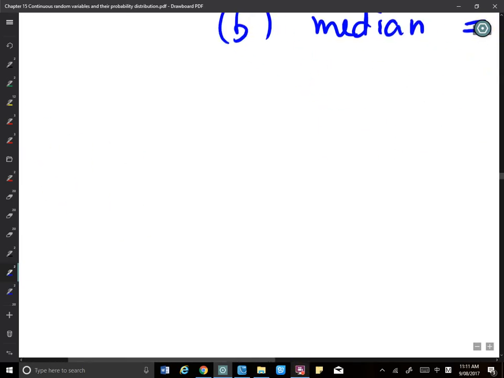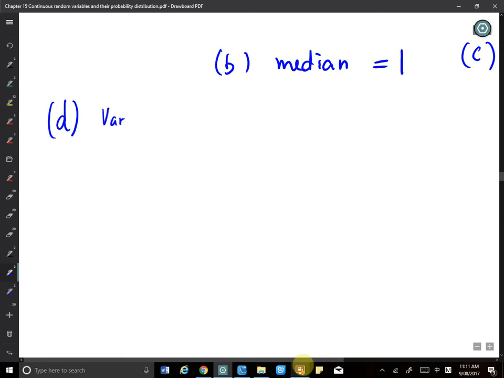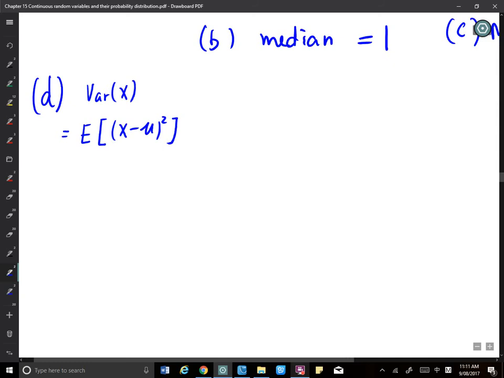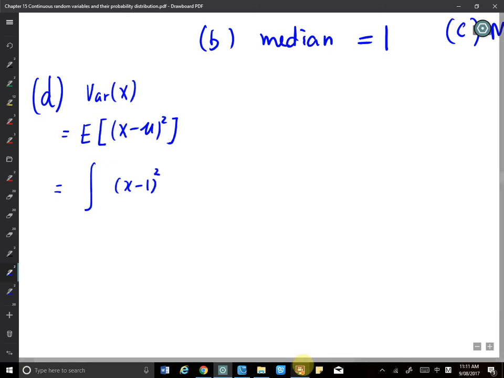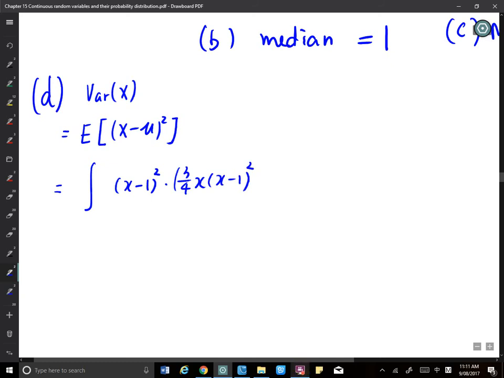We're looking for the variance of x. That is equivalent to expected (x minus mu) squared. Expected g(x), so we will have (x minus 1) squared. That's my g(x). Mu is 1 in this case. Times f(x). f(x) is 3 on 4 x times (2 minus x). Not squared, x. And finish the bracket, dx. We have 0 to 2.